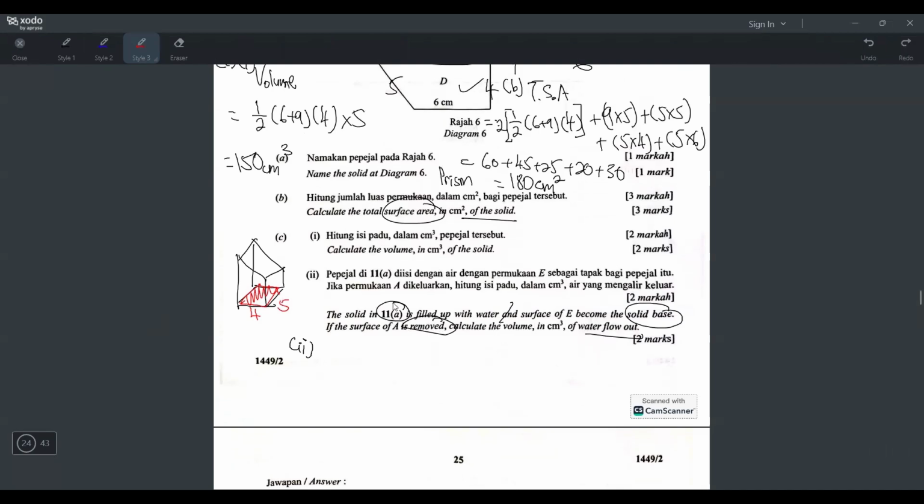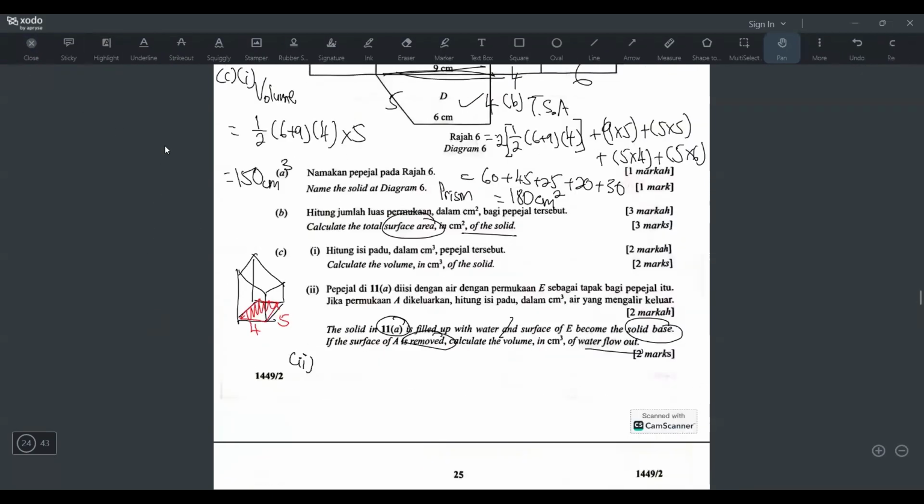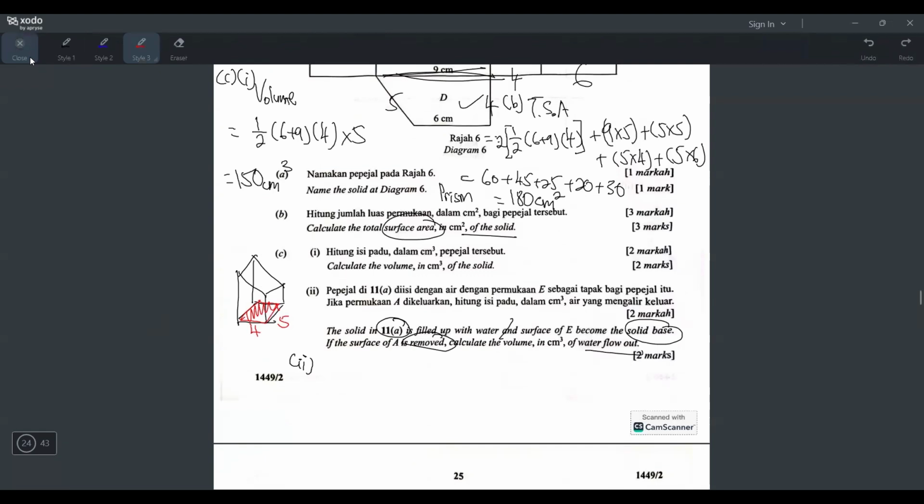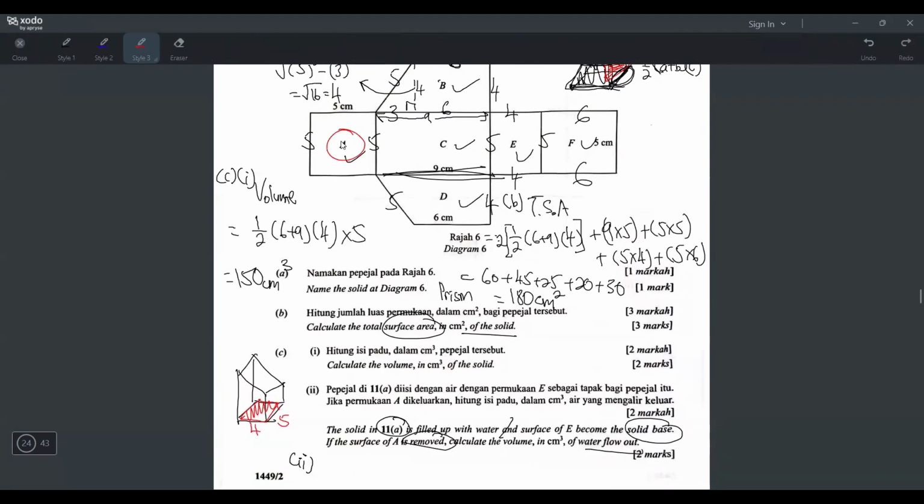And then they say if the surface of A is removed. So which one is surface A? Surface A is this one, right? Which is the blue color region. It means this blue color now is like ada satu lubang sini. Because I remove it, okay? So when I remove it, it means everything here become like kosong already lah. It means there is a hole here. There is a lubang here, okay? And when I remove it, calculate the volume of water flow out. It means you are finding the volume of only this shape right here lah.